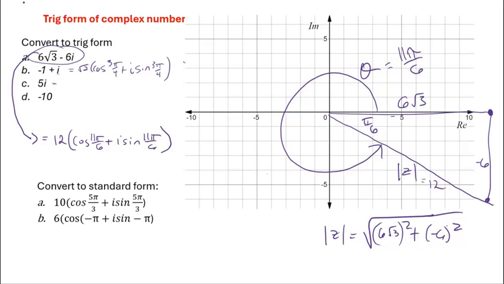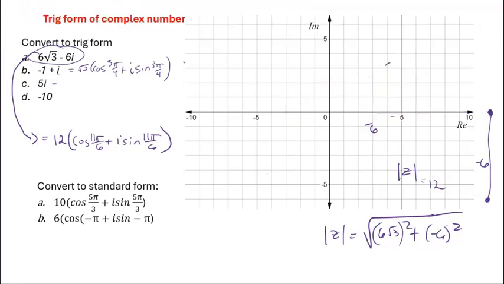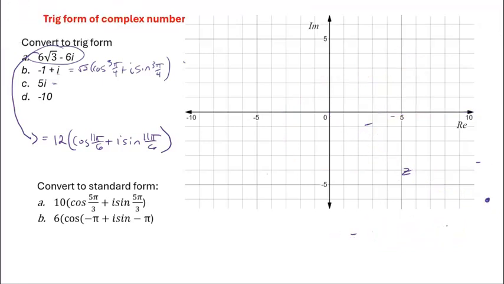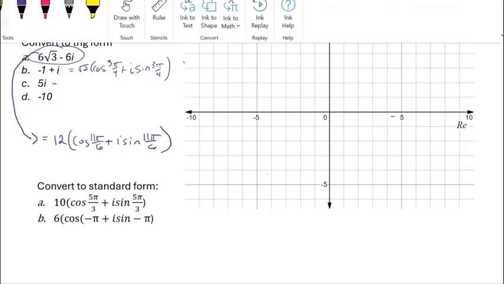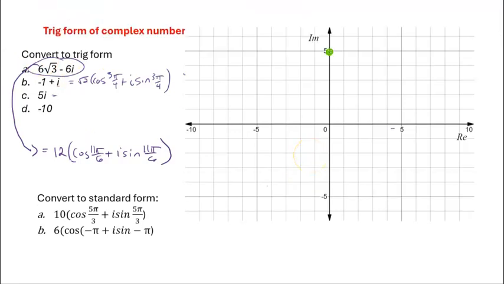How about part C? 5i. This one's going to be a little bit easier. Okay, so 5i, graphing it always helps. So to get to 5i, I'm just going to graph that on the imaginary plane. And that's going to be right up here. 1, 2, 3, 4, 5. Right here. Same thing. What's the distance from here to here? Oh, that's easy. That's 5. And what's this angle? Oh, that's easy. That's pi over 2. Cosine of pi over 2 plus i sine pi over 2.